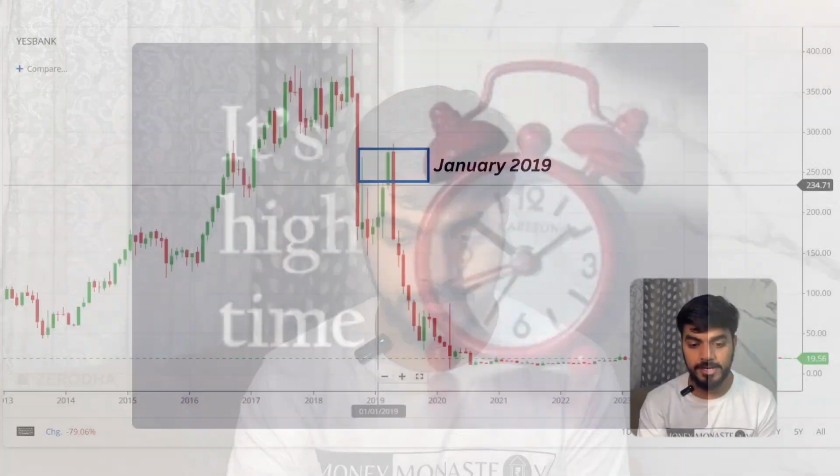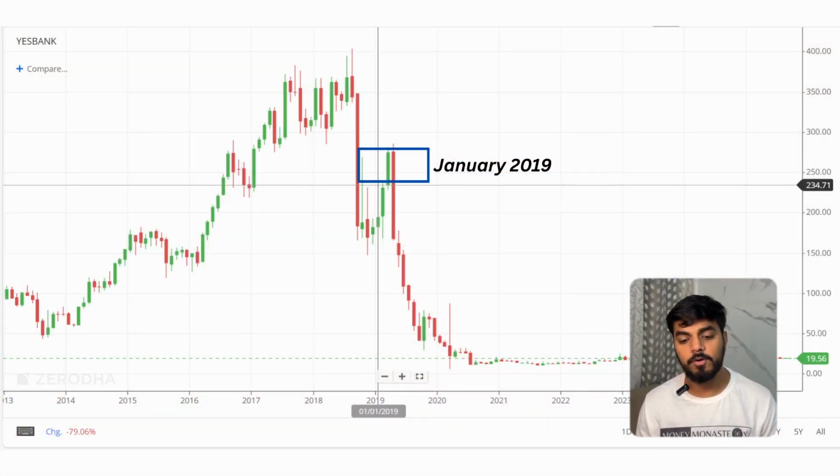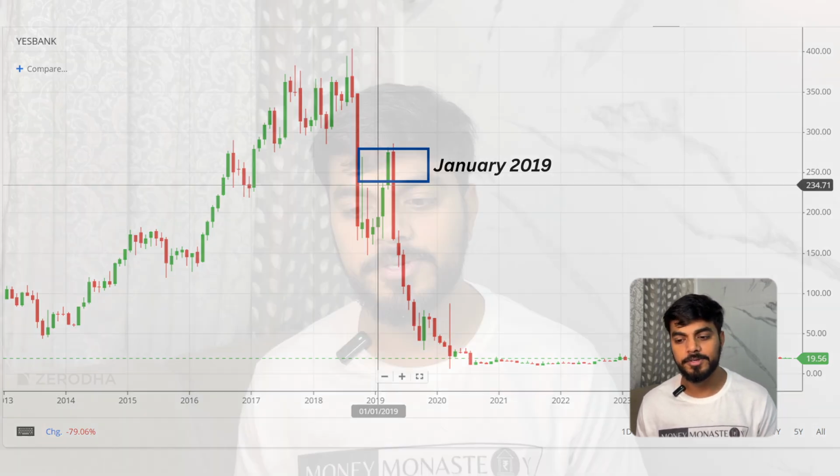So if you see here, in 2019, from there onwards, the stock kept on plummeting, but there were a lot of people who were just holding that stock because they had hope that it will revive, and still it's trading at almost a level of 19 rupees. So this is complete erosion of wealth.